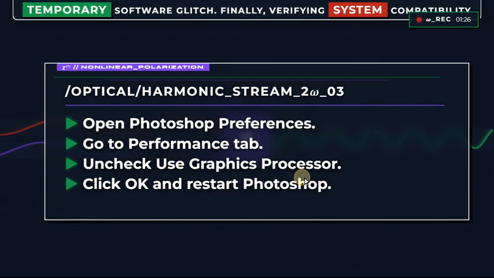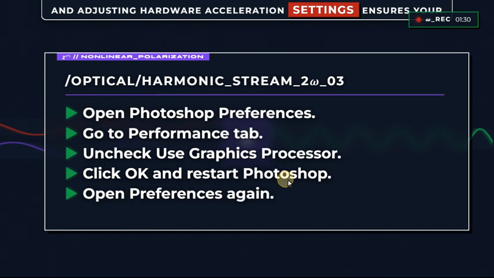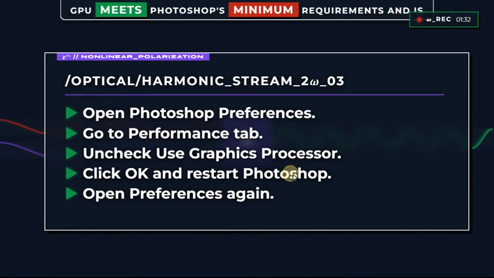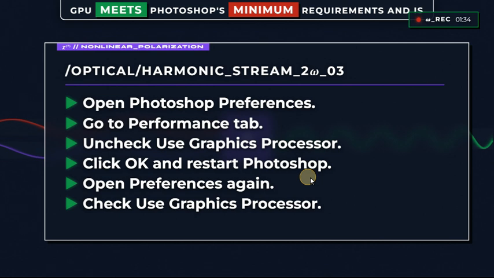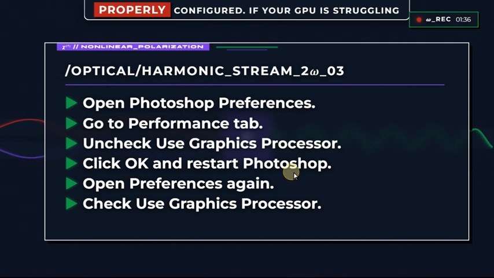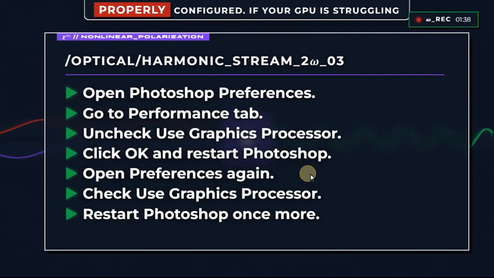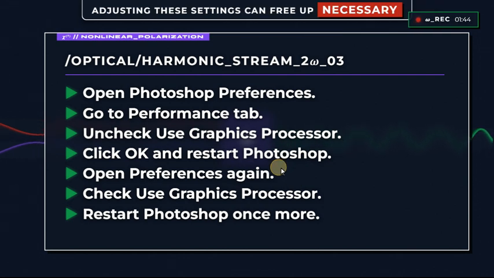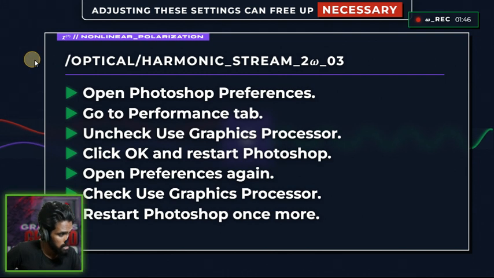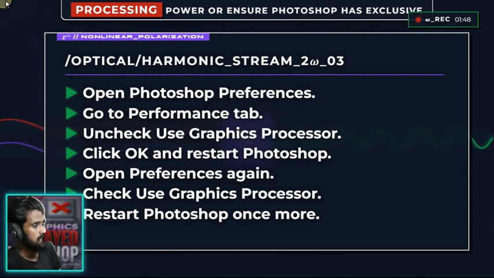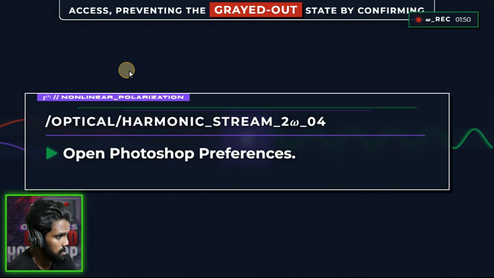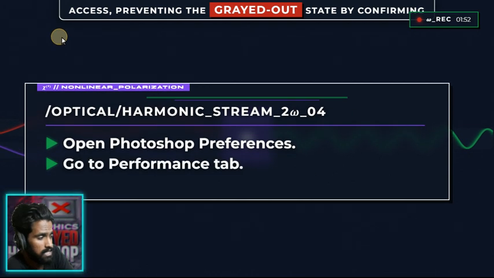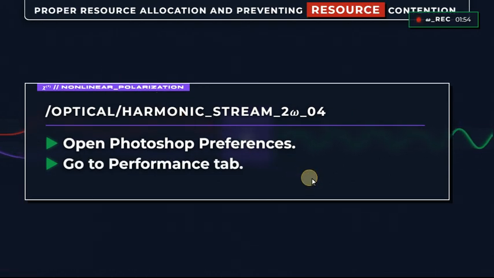Finally, verifying system compatibility and adjusting hardware acceleration settings ensures your GPU meets Photoshop's minimum requirements and is properly configured. If your GPU is struggling, or if other applications are monopolizing resources, adjusting these settings can free up necessary processing power or ensure Photoshop has exclusive access, preventing the grayed out state by confirming proper resource allocation and preventing resource contention.